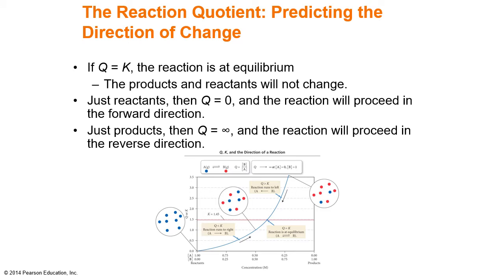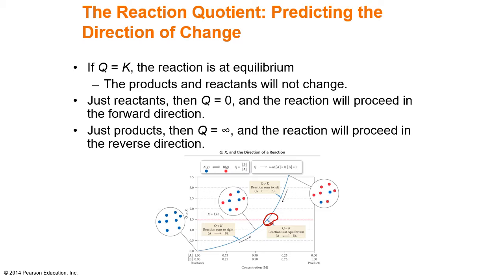When Q is equal to K, that means that our chemical reaction is at equilibrium. It's not going to proceed in the forward direction or the reverse direction. The products and reactants, overall, their concentration will not change.